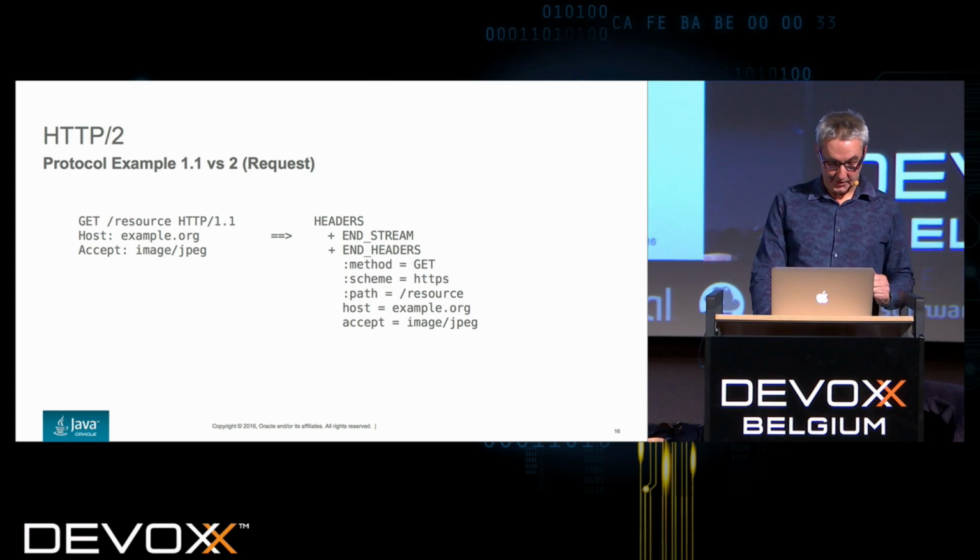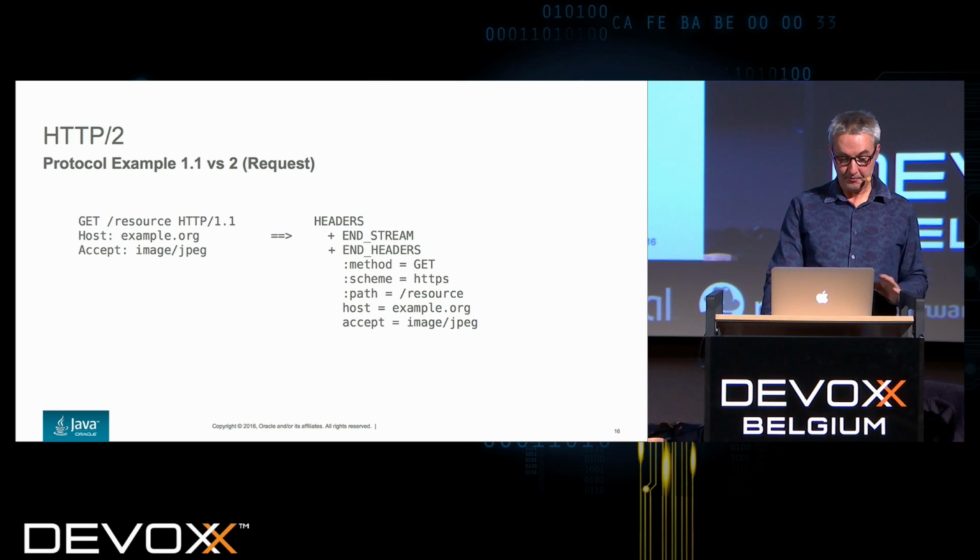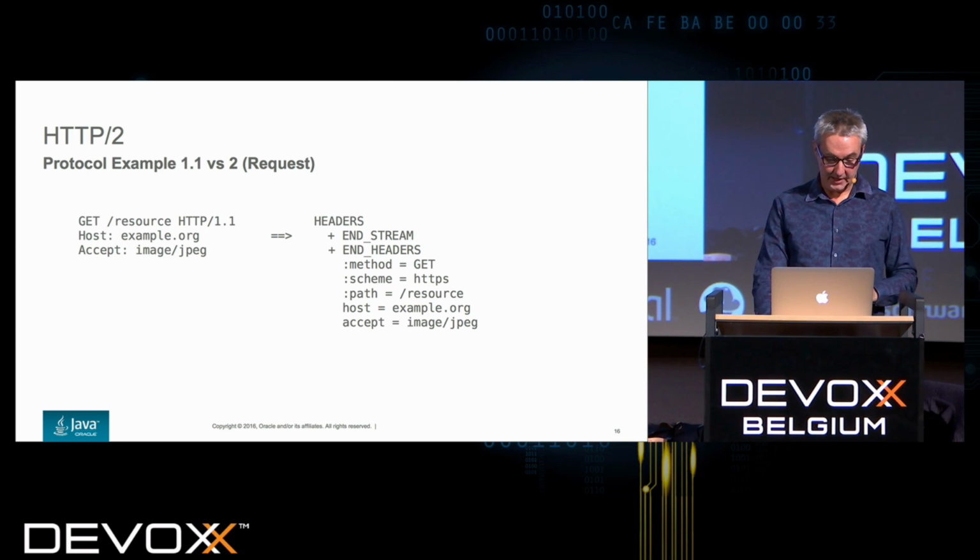You can see also the same two headers, host and accept. Header names are always lowercase in HTTP 2. That's one significant feature. And then you can also see that the meta information that was encoded on the request line in HTTP 1 is encoded using special, what are known as pseudo headers in HTTP 2. And these are headers with predefined names that always begin with a colon character.